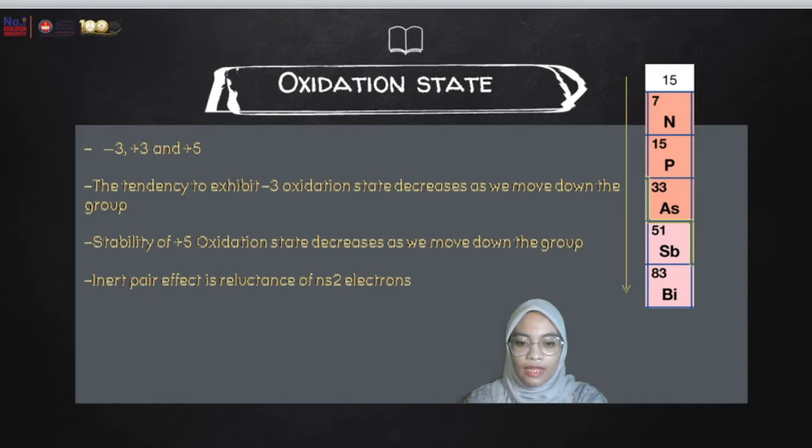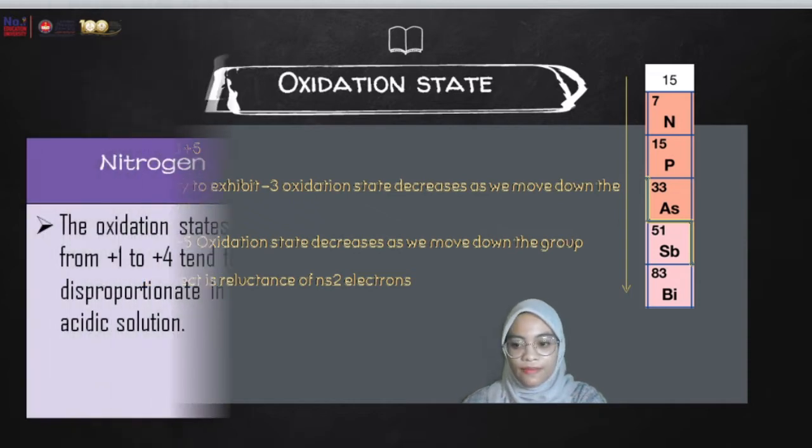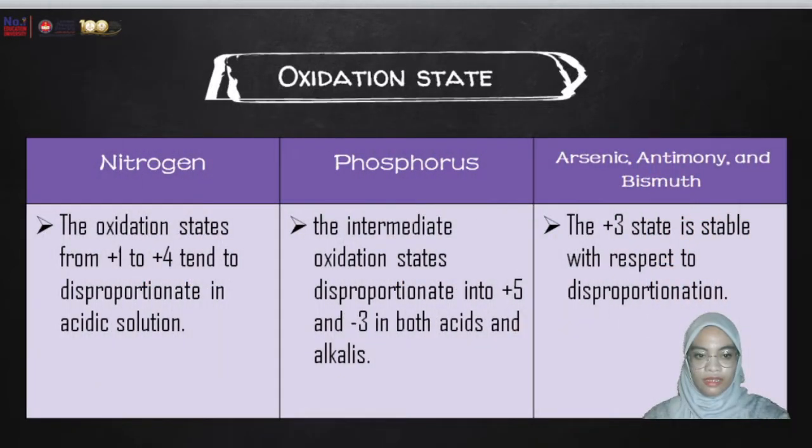What is the inert pair effect? The inert pair effect is the reluctance of an s2 electron to take part in bonding due to the poor shielding effect of intervening d and f orbitals on moving down the group. The inert pair theory was proposed by Sidgwick. Oxidation state in nitrogen: the oxidation states from +1 to +4 tend to disproportionate in acidic solution. In phosphorus, the intermediate oxidation states disproportionate into +5 and -3 in both acids and alkalis. In arsenic, antimony, and bismuth, the +3 state is stable with respect to disproportionation.